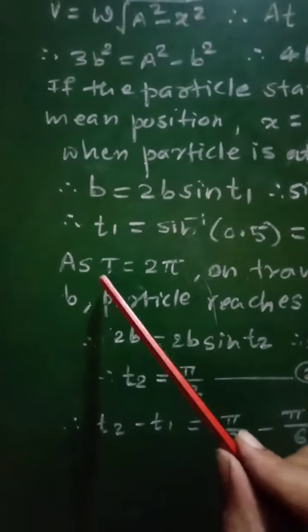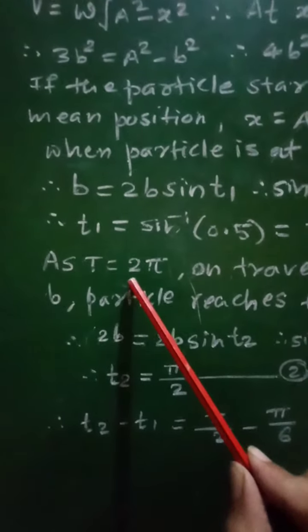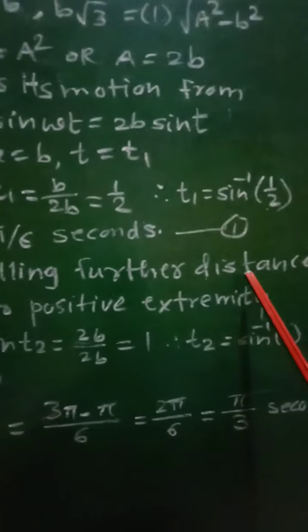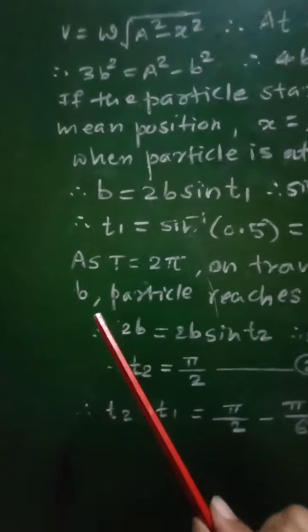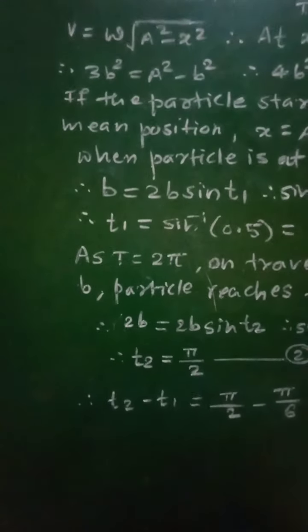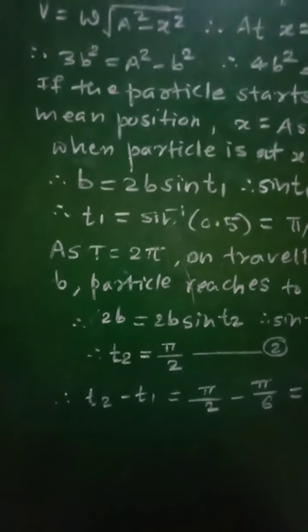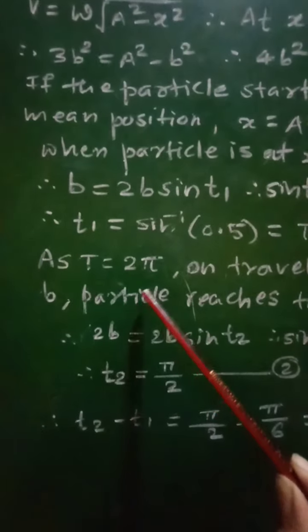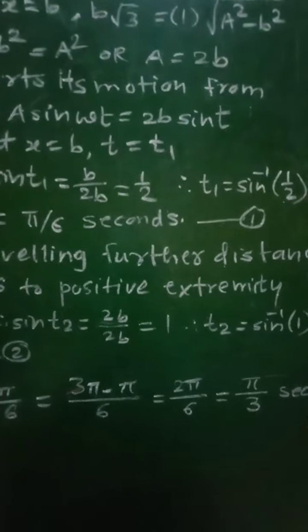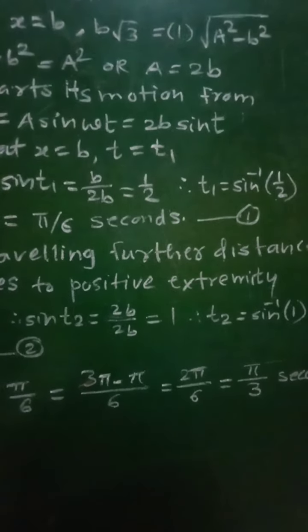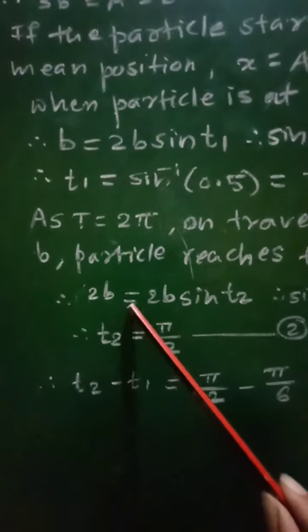Similarly, for the second case, on traveling a further distance b, initially distance b was covered, and again an additional distance b is covered in the second case, and therefore the particle will reach the positive extremity. After covering the additional distance b, the particle reaches the positive extremity, and therefore we can write again 2b equal to 2b sine t2.